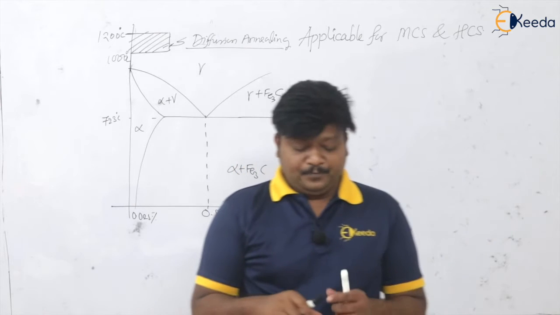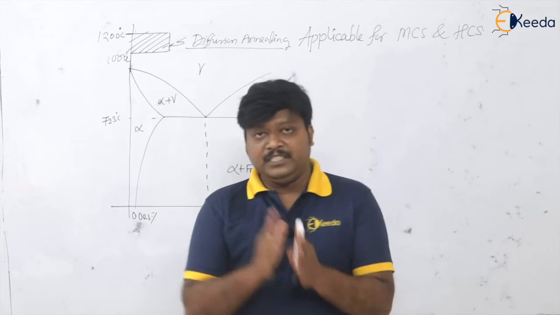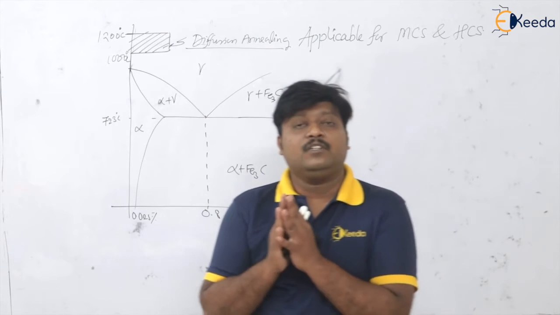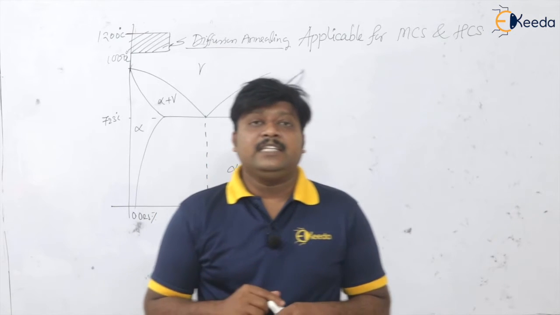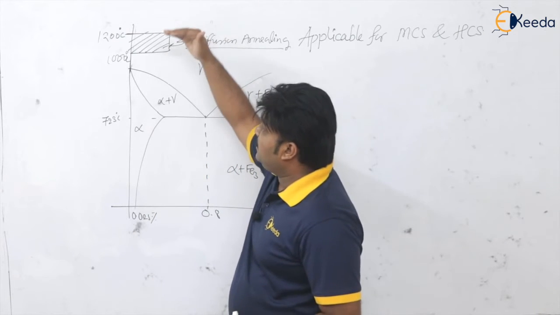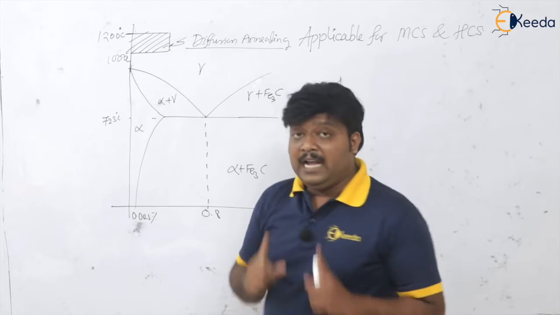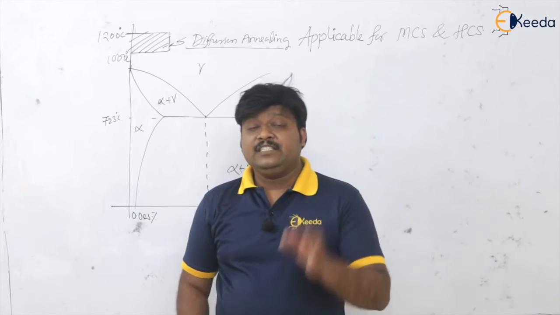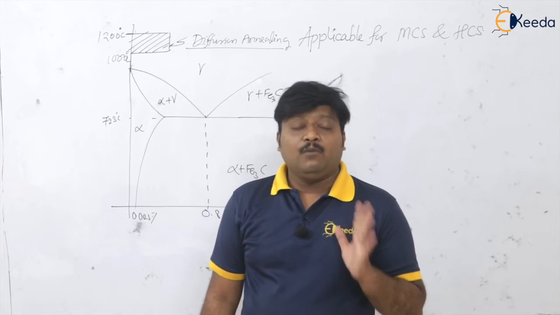So what we are going to do here, please remember this process is applicable for medium carbon steels and high carbon steels. Here the steel is heated from 1000 degrees centigrade to 1200 degrees centigrade, and please remember that it is very slowly cooled. Why is it slowly cooled?